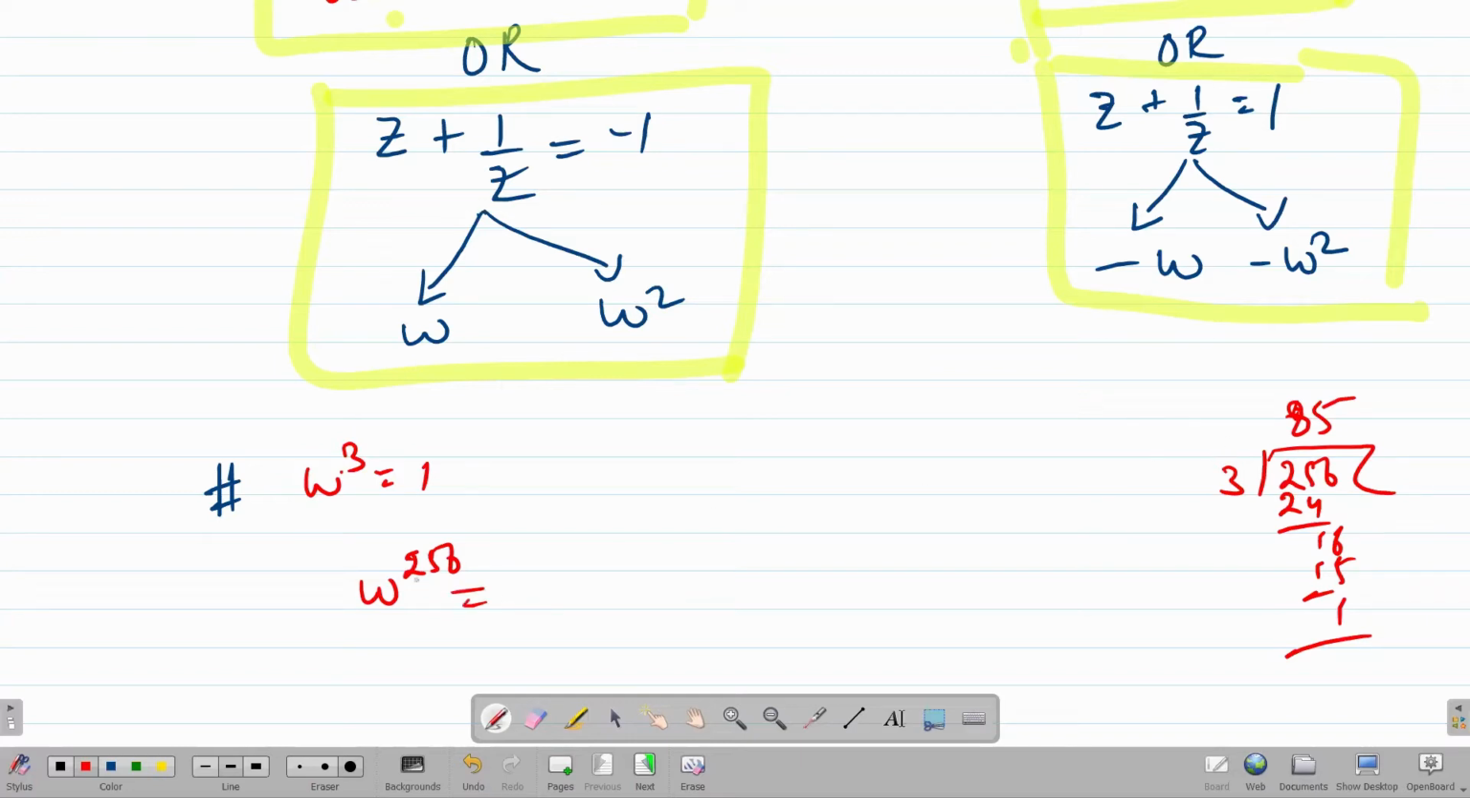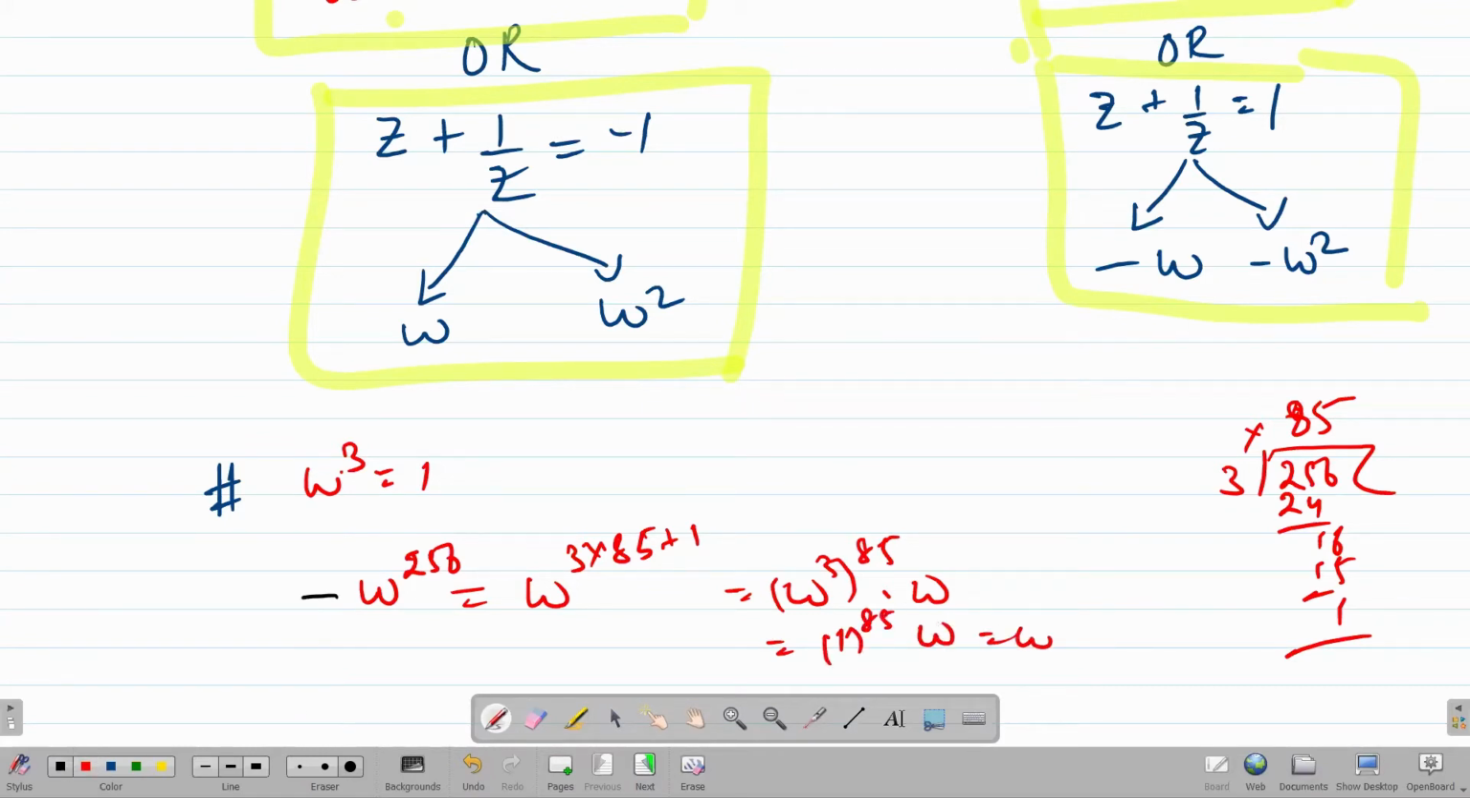So how can I write this? 256 as 3 into 85 plus 1, so omega to the power 256 is omega cube to the power 85 times omega. Omega cube is 1, so this becomes 1 to the power 85. So my answer is omega. So I can directly replace omega to the power 256 by omega. Whatever remainder we get, we just put it into the power. So the value of omega to the power 256 is omega.